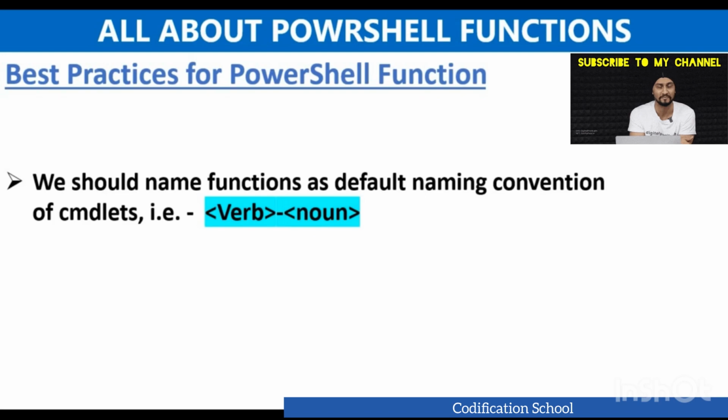We should name the function following the default naming conventions of commands. As we have already seen, a command is made up of two parts basically. The first part is a verb and the second part is a noun. In the same way, we should try to name the function as well. Suppose we are trying to get the information of a system, then we can name the function Get-ComputerInformation. So the first part of the function name should be a verb and the second part should be a noun.